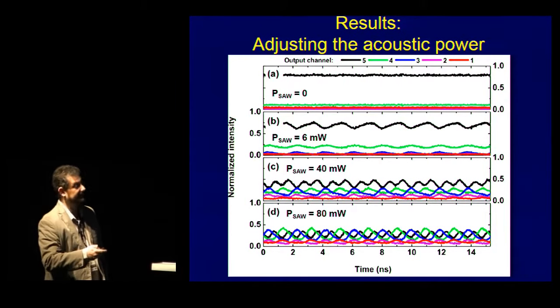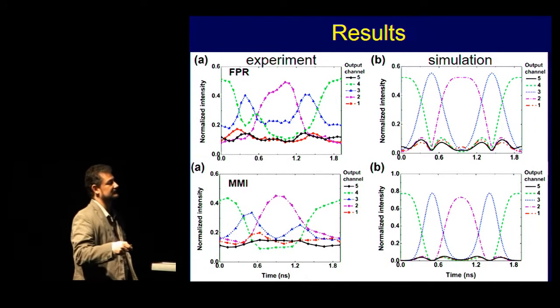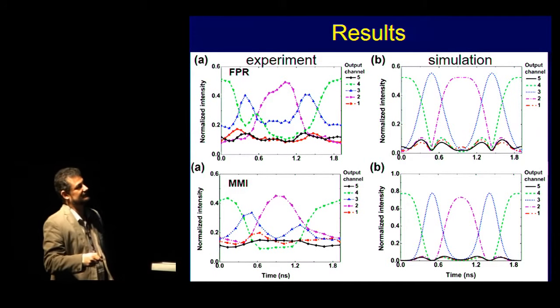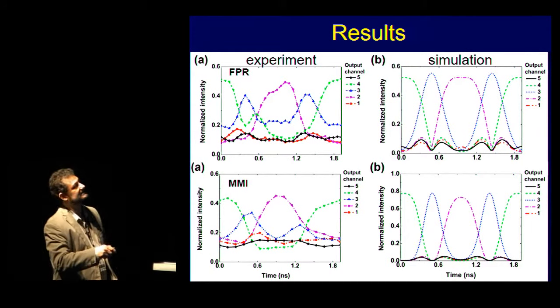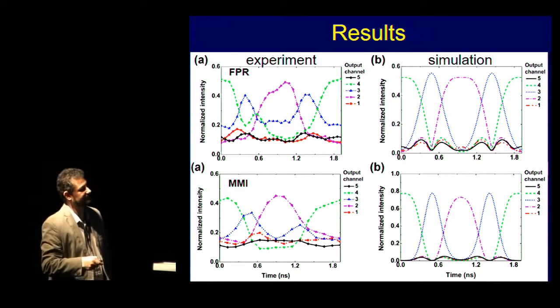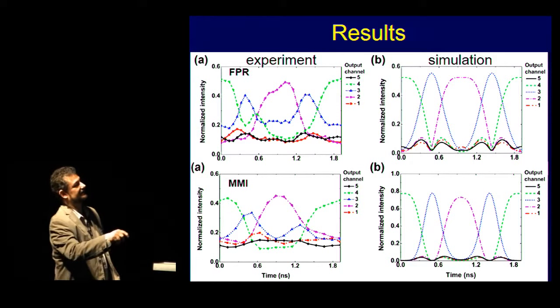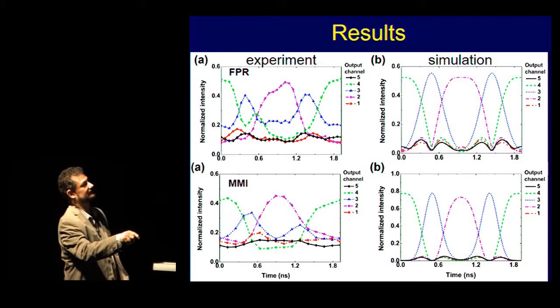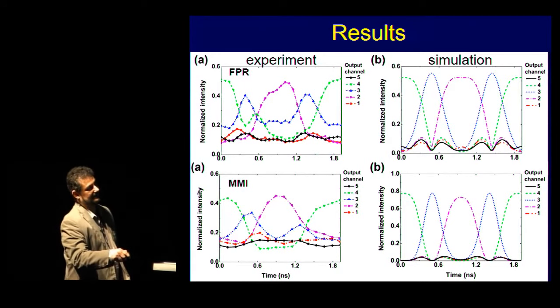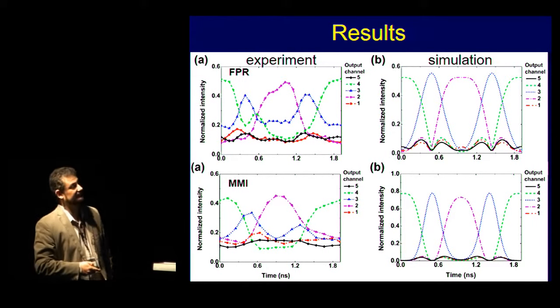This is not so clear here, but if you have a better detector in terms of time resolution, you can see what happens. These are for the two types of AWGs, MMI and free propagation region. And you see that, this is a period of the acoustic wave, and you see that light goes first in the green, and then goes to the blue, and then the purple, and so on and so forth. It more or less resembles well what we expect from our simulations.